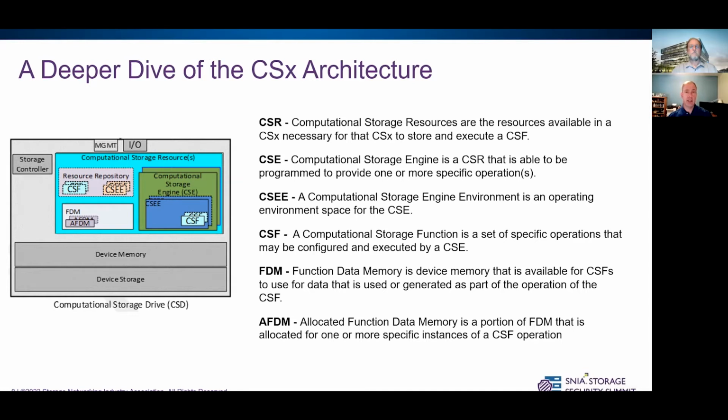So whatever that function is, it likely needs some memory. And so again, in these teal colored blocks, we've got FDM, or function data memory. This is memory that's available for that function to use as scratchpad or data storage, temporary storage, whatever is necessary as it's executing. And in particular, some of that function data memory, when it's allocated to a specific function, is now termed allocated function data memory because it has been specifically allocated to that computational storage function.